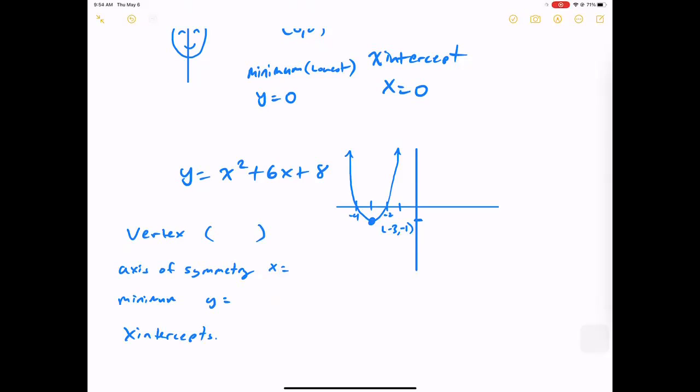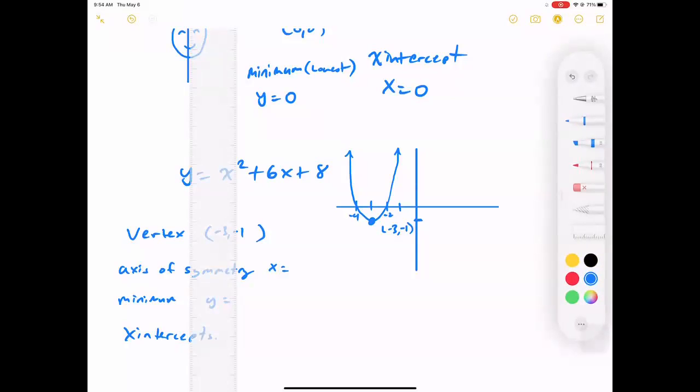Look at this graph: what is the vertex? At what point does everything collide? Hopefully you can see it's actually kind of obvious here. It's at -3, -1. That's where everything collides. What is your axis of symmetry? At what x value does everything all of a sudden get flipped? Does it happen at -4? Does it happen at -2? Or right in the middle at -3? See, it's actually really easy. Good job, -3.